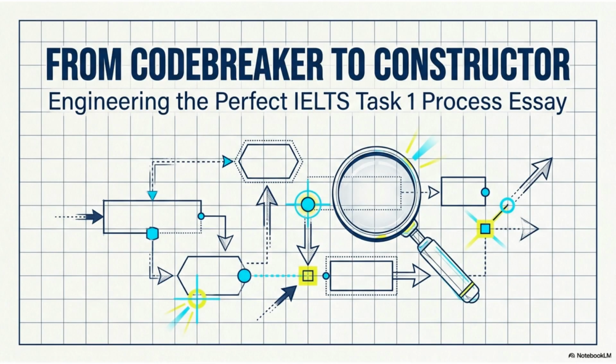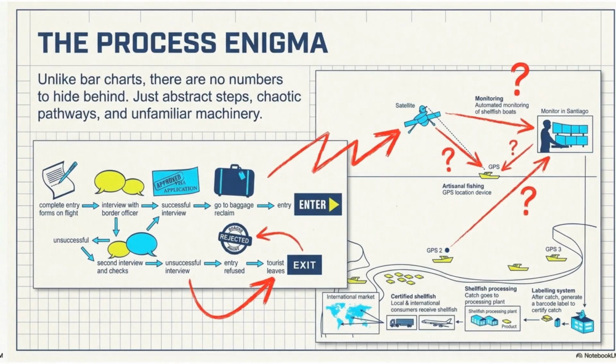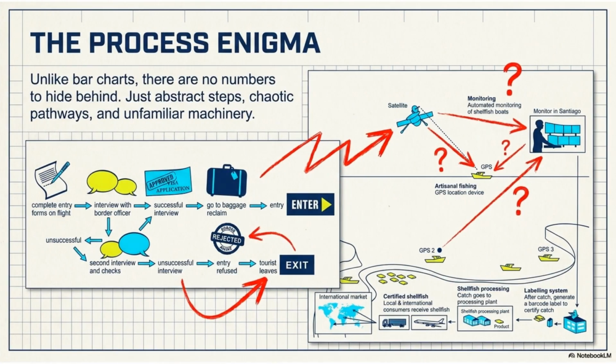Welcome to this video on engineering the perfect IELTS Task 1 process essay. We will guide you through the structural and grammatical strategies needed to move from a codebreaker to a master constructor. Process essays are unique because they lack numerical data. Instead, you face abstract steps, complex pathways, and technical machinery. This video will show you how to decode these diagrams efficiently.